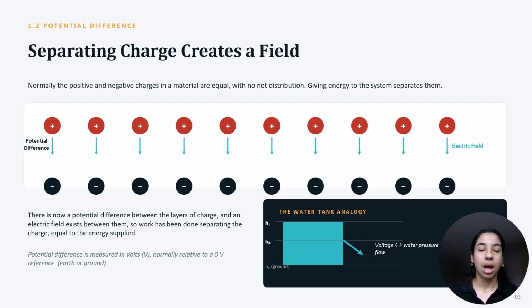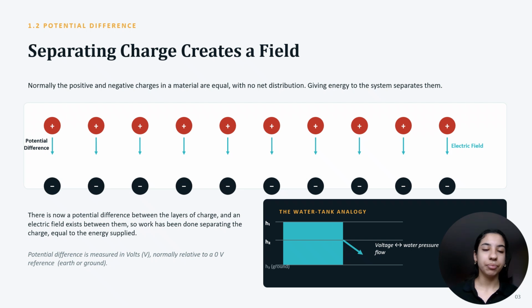So how do we create an electric field? An electric field is made by separating charge. Okay, so what does that mean? So we have in this picture here of the positive and negative charge, where the positive charge has an arrow going towards the negative.